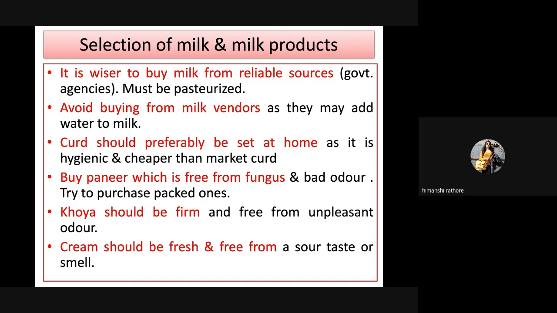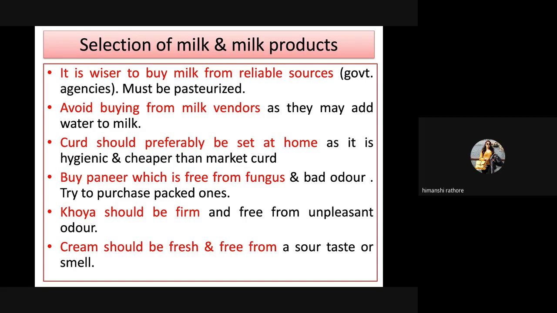Whatever microorganisms are present in raw milk are killed with the help of a step known as pasteurization. Then avoid buying milk from local milk vendors, because there are chances that they adulterate your milk with water. So try to purchase milk from authentic agencies. Then curd should not be purchased. You should avoid purchasing curd. It is always advisable that you set curd at home, as it is more hygienic and cheaper. So try to set your curd at home.